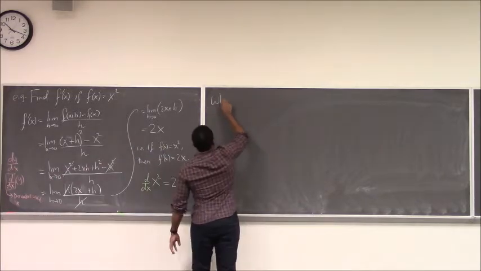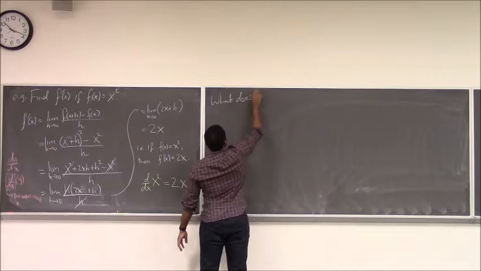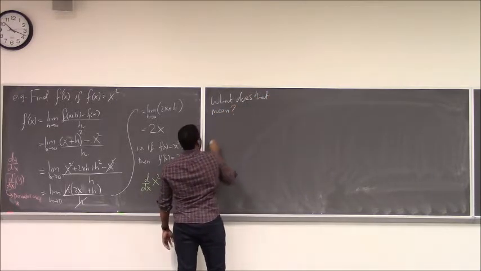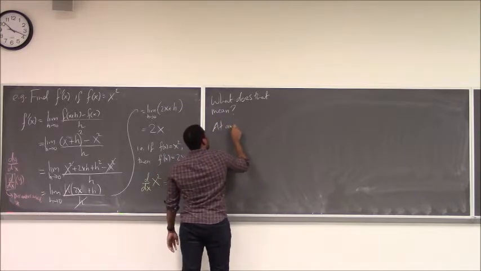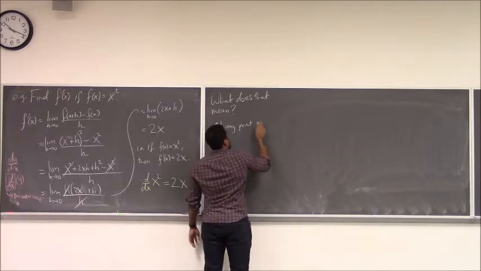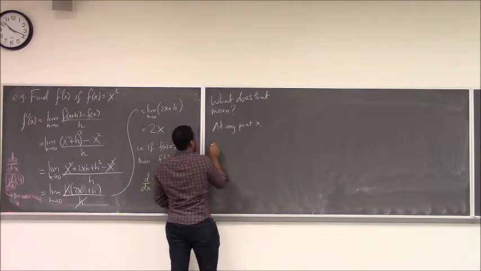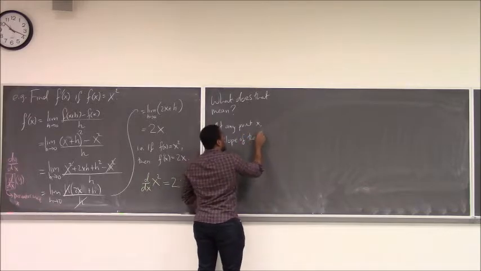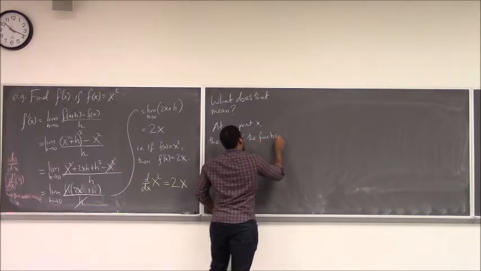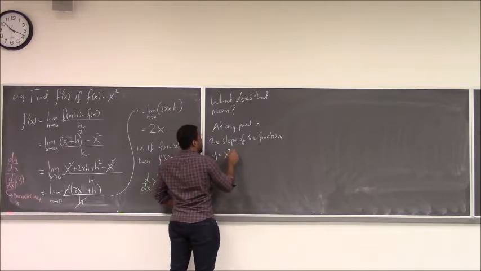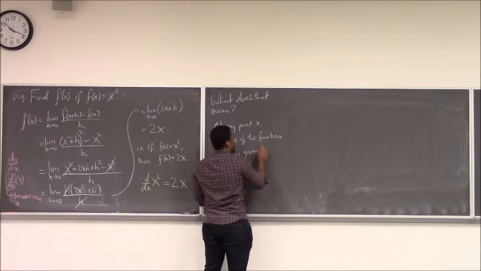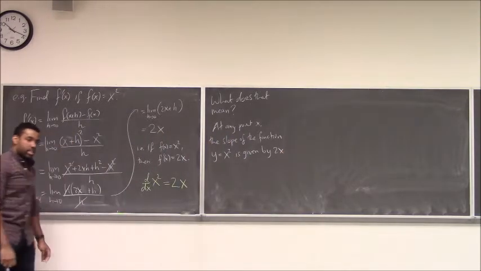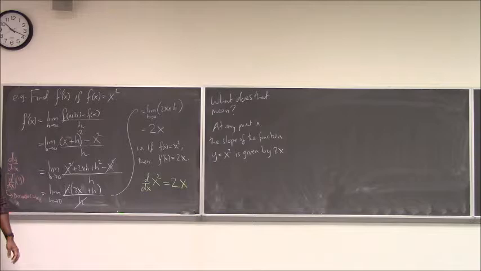Now, what does that mean? Well, it means at any point x, the slope of the function y equals x squared is given by 2x. In other words, tell me the location we're at and I can tell you the slope of the tangent line to that location.